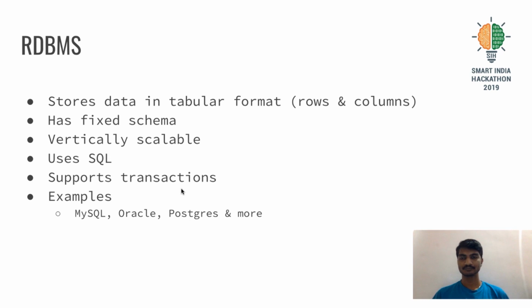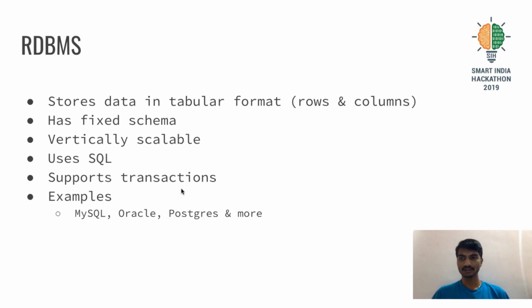So what are the different kinds of databases available nowadays? There are two different kinds of databases which are used in systems in the industry nowadays. The first one is SQL based databases, like RDBMS, relational database management systems, and the next one is NoSQL databases. It can also be elaborated as not only SQL databases.